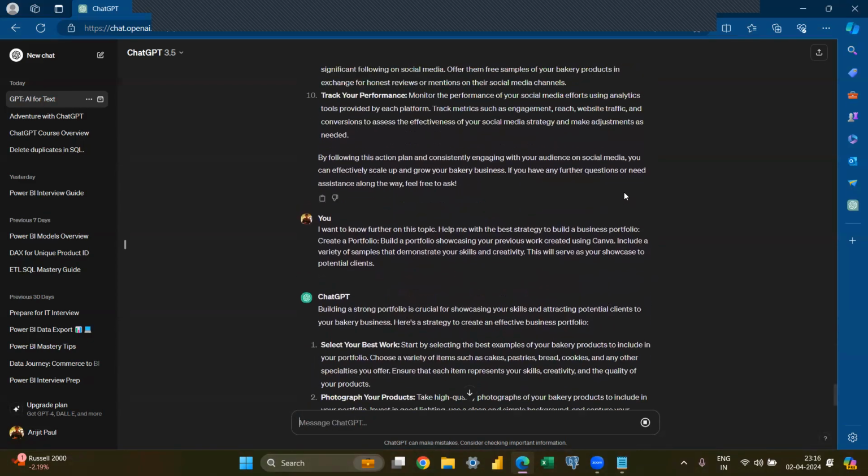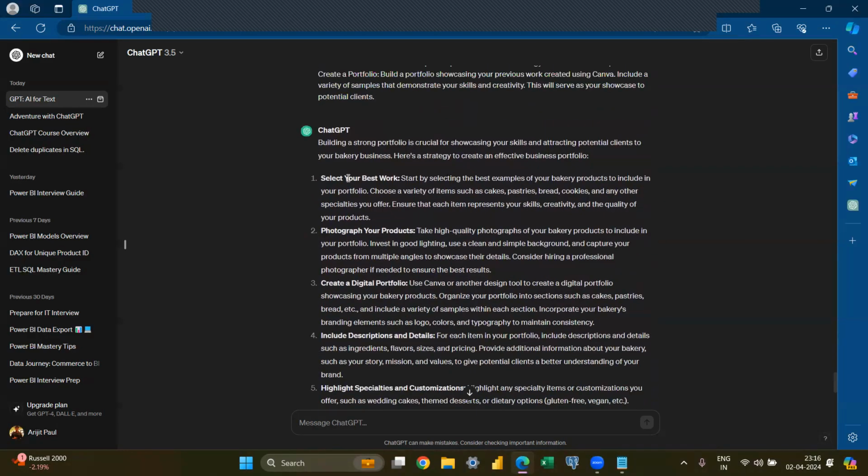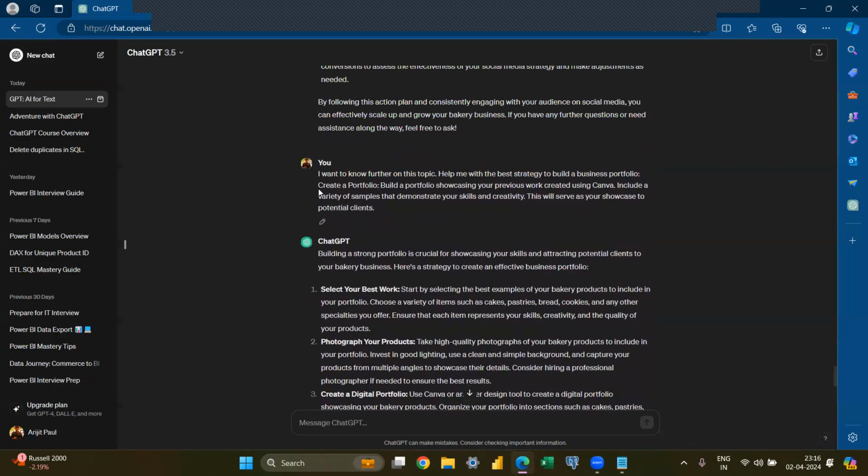So essentially, in this prompt, what I did is I had a query to ask that I want to know further on this topic. Help me with the best strategy to build a business portfolio. Then I used a separator and then I said create a portfolio. So here it helped me to create a portfolio, and this sub point which was there, I had just pasted it so it understands and makes the prompt tailored in such a manner that it will highlight this point even though I haven't highlighted it or given any comma.